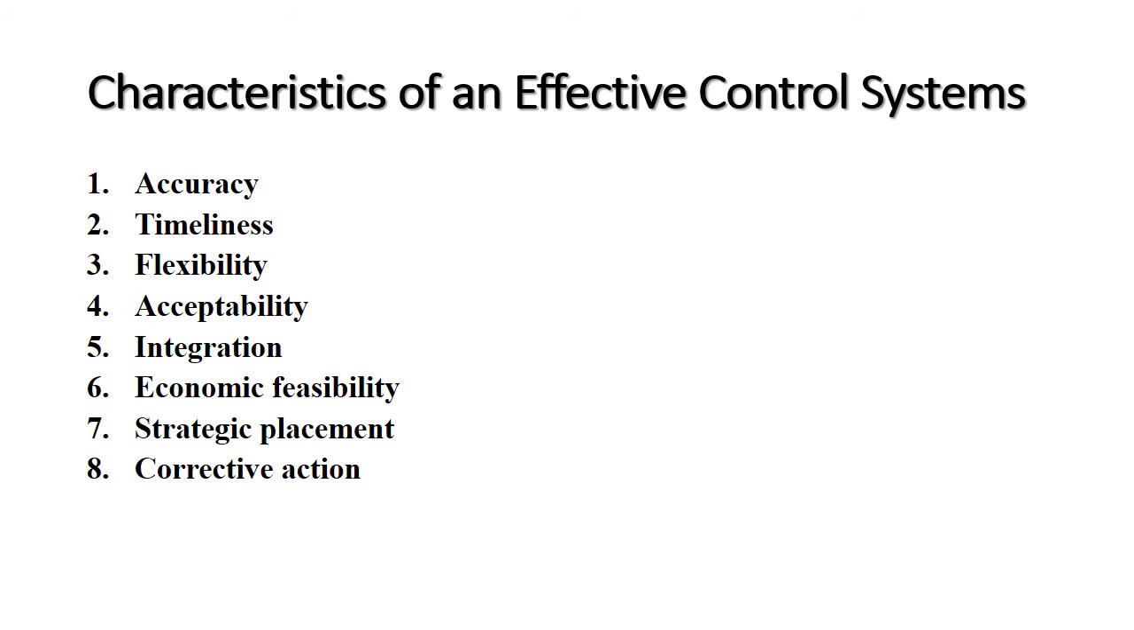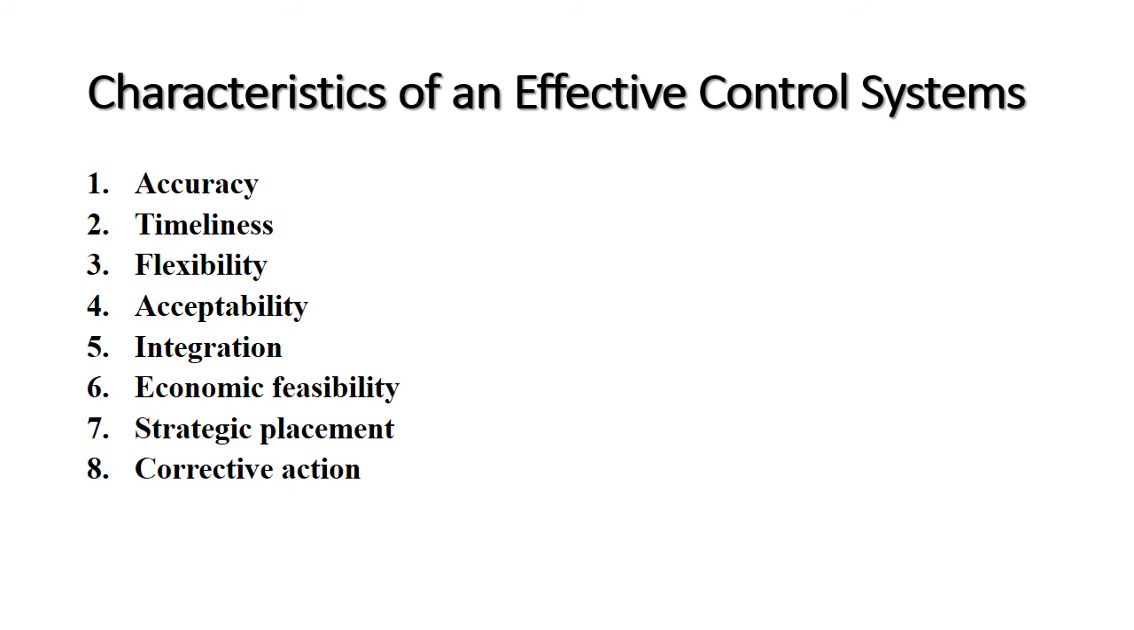And strategic placement means there should be effective control and emphasis at certain critical and strategic control points. In certain areas, it should be strategically controlled, or else it will create much loss that cannot be tolerated. And corrective action means the system should be programmed to suggest solutions to correct deviations. So if any deviation happens, the system is programmed to suggest solutions.